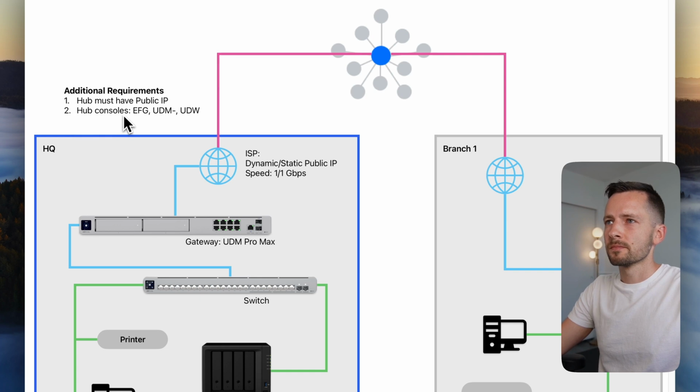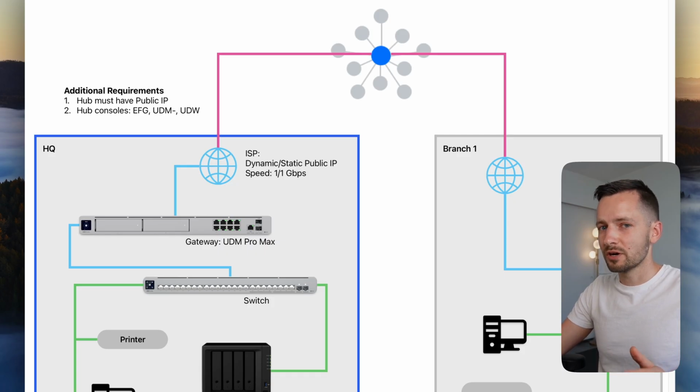And two, you're more limited on which UniFi consoles you can use. It's either the enterprise one, the EFG, any of the UDM like Pro, SE, or Pro Max, or the UniFi Dream Wall, that's also acceptable. If you don't meet those requirements, then just jump ahead with the chapters to the mesh setup, or save this video, come back when you can actually do this, and then follow this demo here.